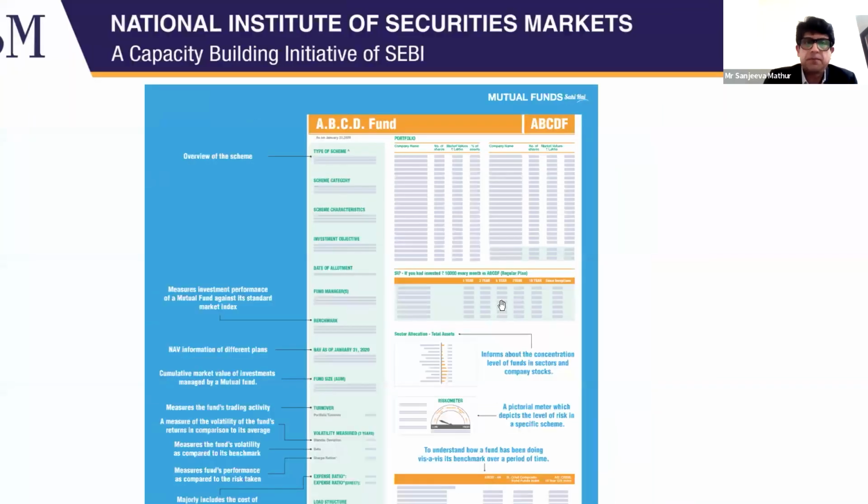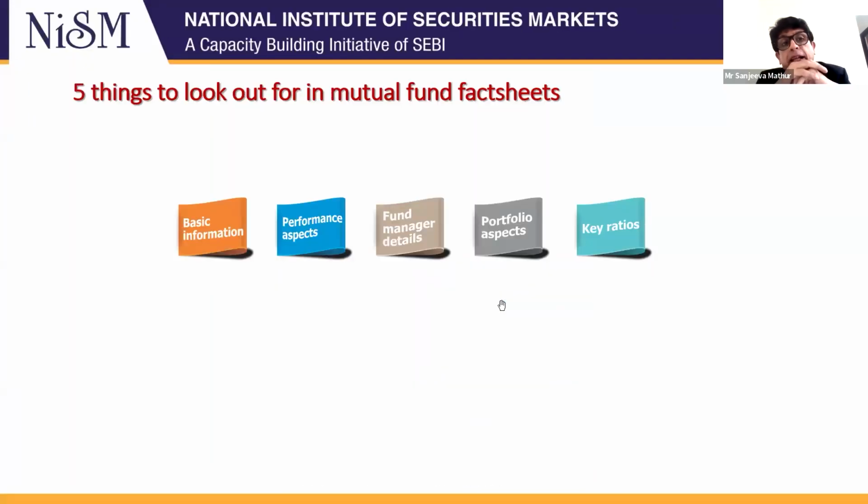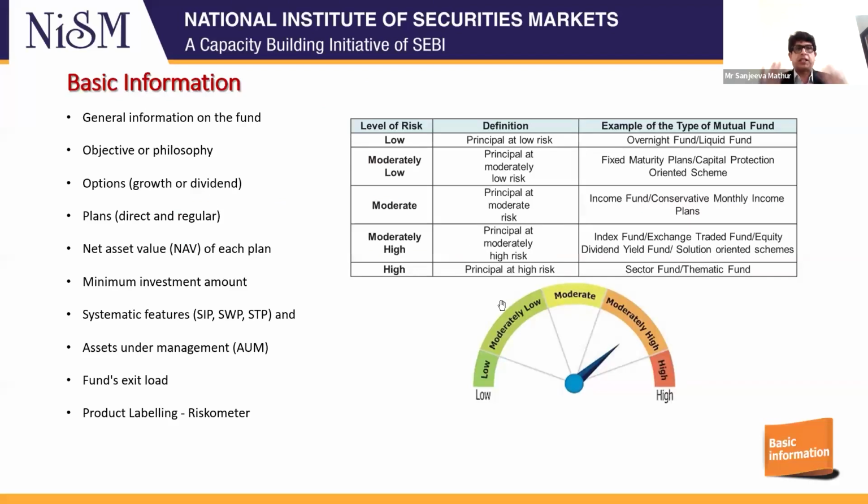Five things to look at in a mutual fund fact sheet. Why have I mentioned a fact sheet while the topic is equity schemes? Because the fact sheet has everything you want. It has the basic information, the performance aspects, the fund manager details, the portfolio aspects, and the key ratios, which we will go through one by one. Basic information: first, as I said, the riskometer, which I discussed before, then general information, what the fund is all about, etc. Objective or philosophy: is it to generate return over the long term? With what kind of risk?